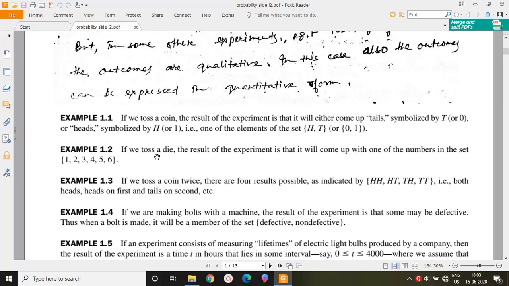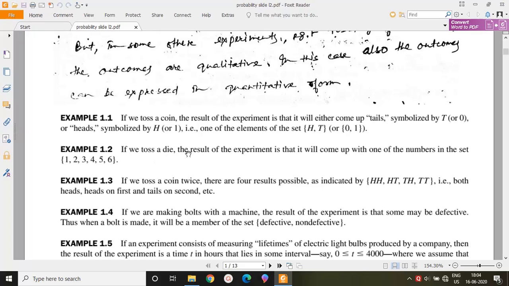When you throw a die, the result of the experiment is that it comes out with 1, 2, 3, 4, 5, and 6. Any one of these will be the possible outcome while you throw a die. So 1 is a random variable, 2, 3, 4, 5, 6. All are random variables in this particular random experiment.